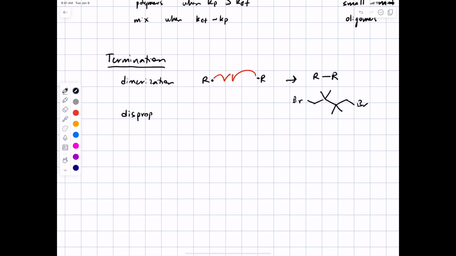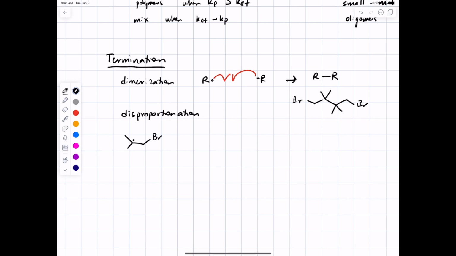Another mechanism for radical termination that I didn't actually know about until I looked at the text is called, I can't spell it, disproportionation. This is where two radicals don't couple with each other, but they react with each other to give two different products.